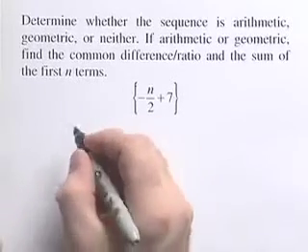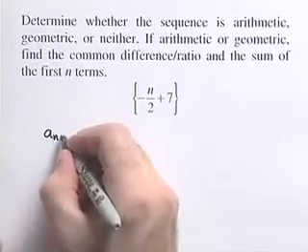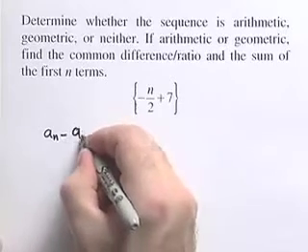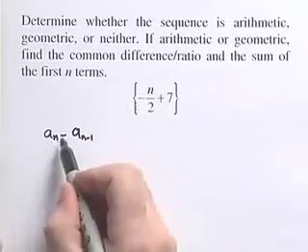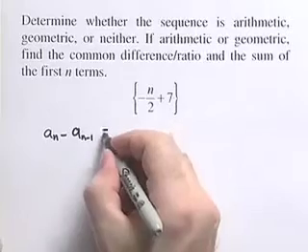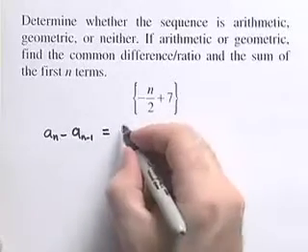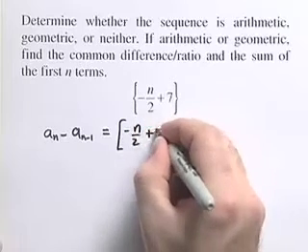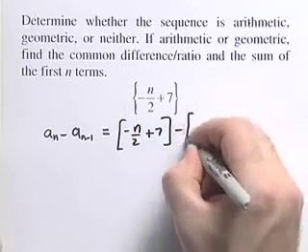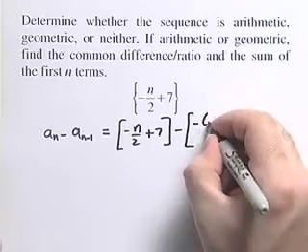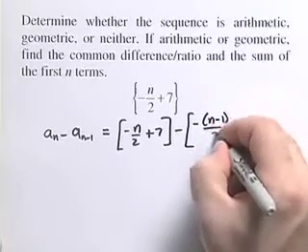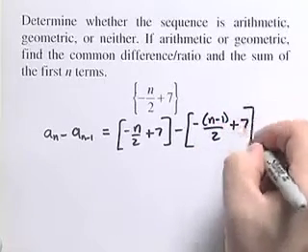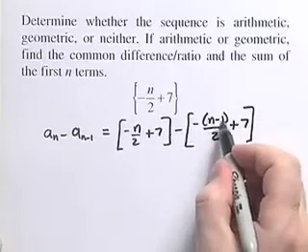So we're going to find a sub n minus a sub n minus 1. So the nth term minus the n minus 1 term. Using the general form, we're going to have negative n over 2 plus 7 minus negative n minus 1 over 2 plus 7. And be careful with this negative because we have n minus 1 here.